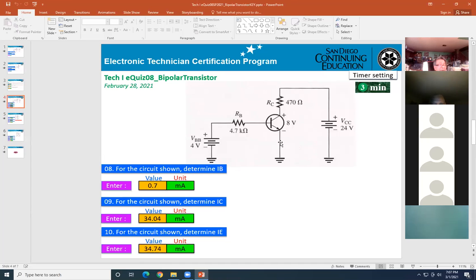They want IE, right? So basically you can get IB: 4 minus 0.7 divided by 4.7. Then you can get IC. You see, you have a collector of 8 volt and a 24 VCC. So IC equals 24 minus 8 divided by RC of 470 ohm. Then you get IC, you get IB, you add them up, you get IE.